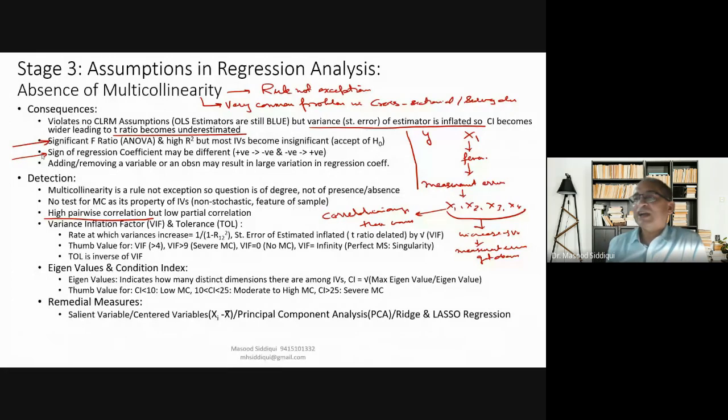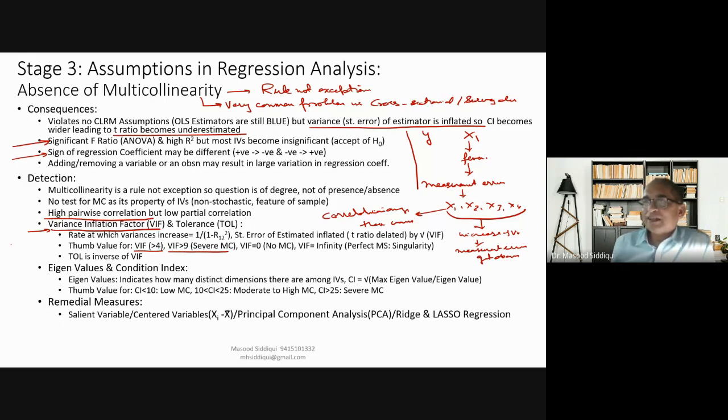Now, how can we identify it? Here we interpret these two things. I am not going into great detail because more than 1.5 hours have already passed. That is the variance inflation factor. What is the thumb rule? If VIF is greater than 4, then there is a concern. If VIF is greater than 9, then there is severe multicollinearity. So there is a problem, right?